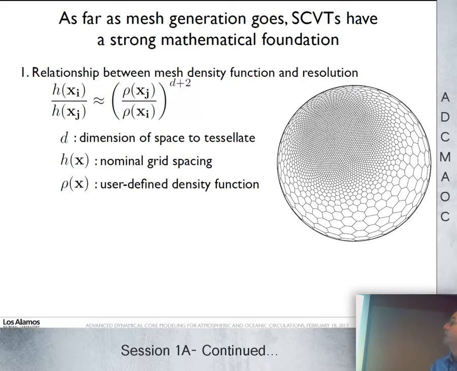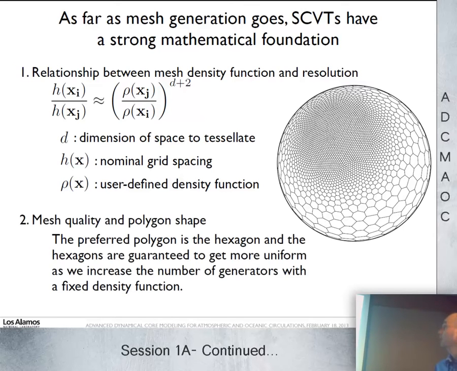You say, I want 10 kilometers in the Indian Monsoon region, and I want 80 kilometers elsewhere on the sphere. And when you specify that, that specifies the ratio of your densities. You write that down, you go through this iterative procedure, and it pops out the mesh you want. It so happens that the power you raise the density to depends on the space that you're in. In our case, we're in 2 space, so this is the density raised to the 4th. The other thing that's really important here is that the mesh quality is guaranteed to improve as you improve resolution.